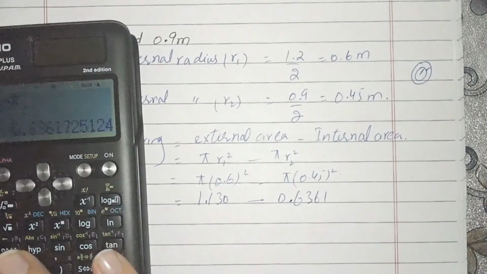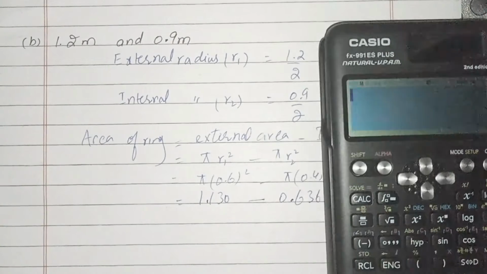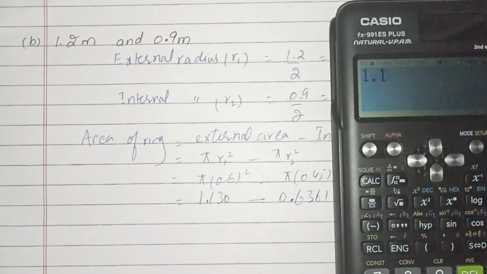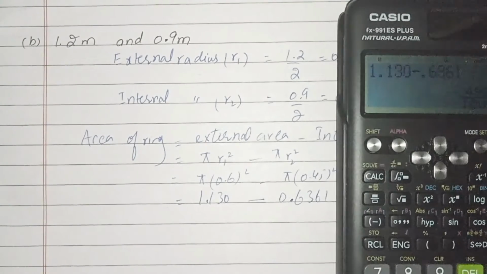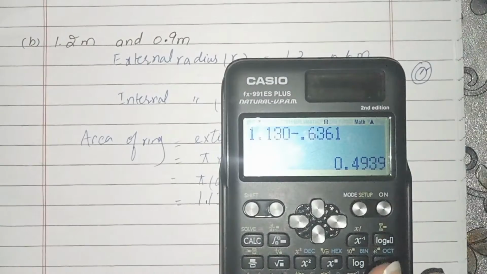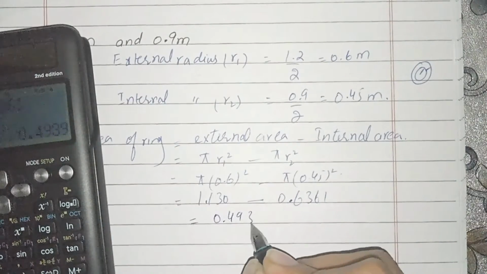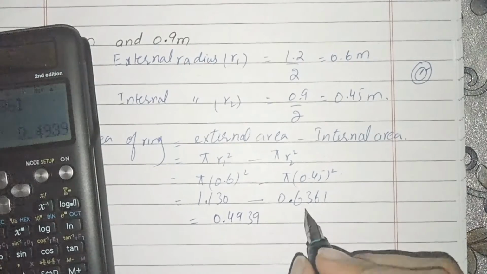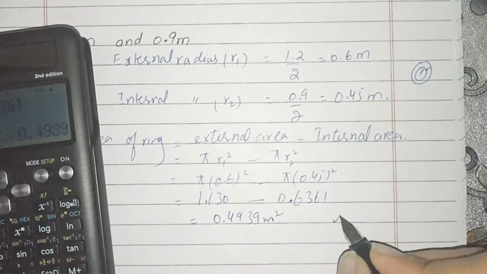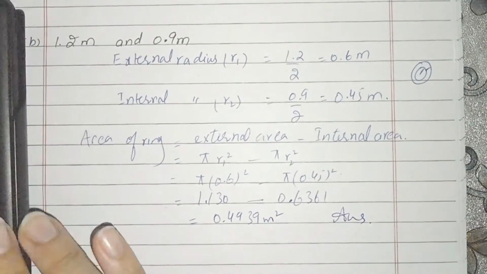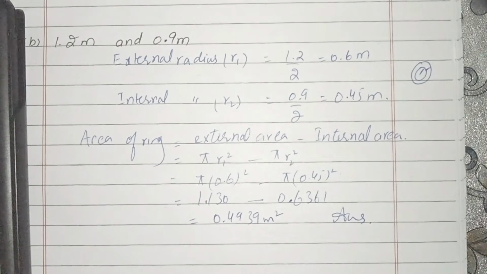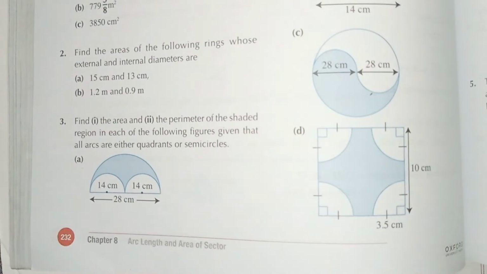0.6361. By subtracting these values, 1.130 minus 0.6361, we get 0.4939, and the unit is meter squared, and this is the answer of part number 2. Now students, question number 2 is solved. Now students, this is question number 3.